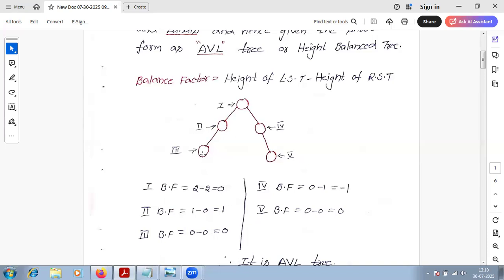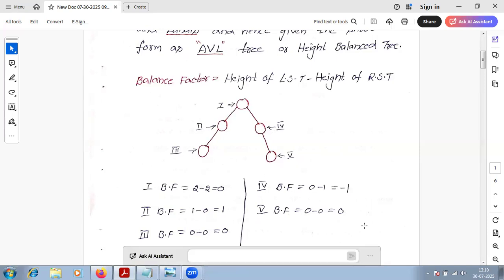Next, come to the third node. Is there any left subtree? No. The balance factor is 0. Is there any right subtree? No. The balance factor is 0. Now, balance factor equal to 0 minus 0, that equals 0. Next, check the same way the fourth node. Height of the left subtree is 0 and height of the right subtree is 1. 0 minus 1 is -1. Next, balance factor of the fifth node. Balance factor equal to 0 minus 0, that equals 0.